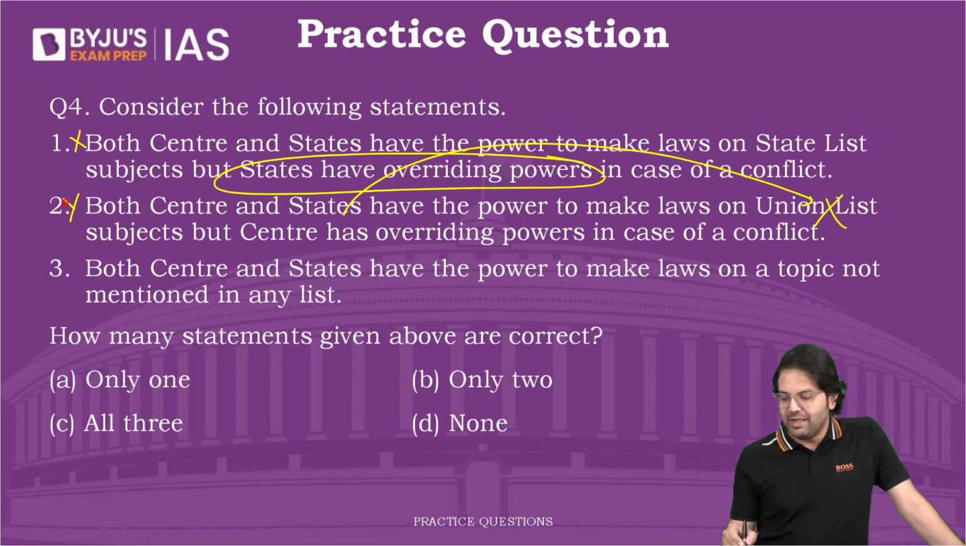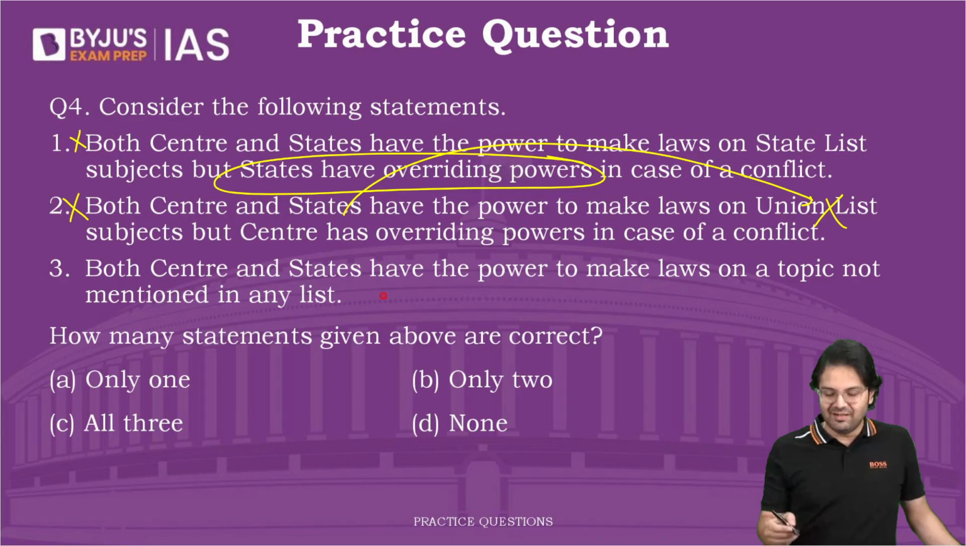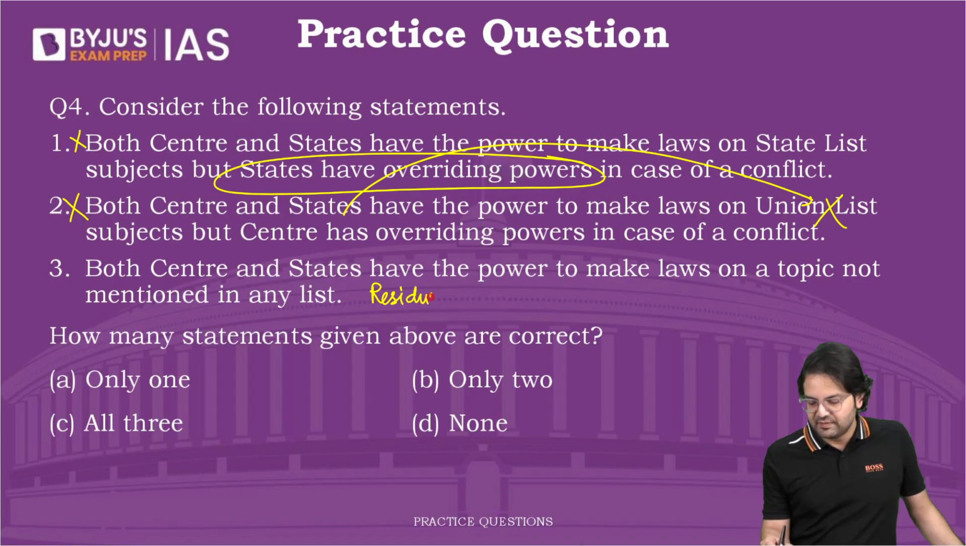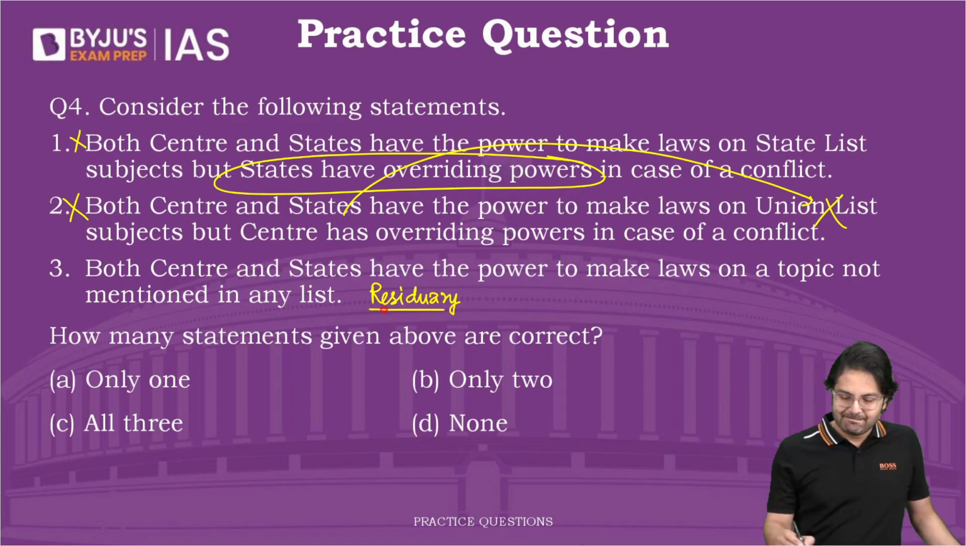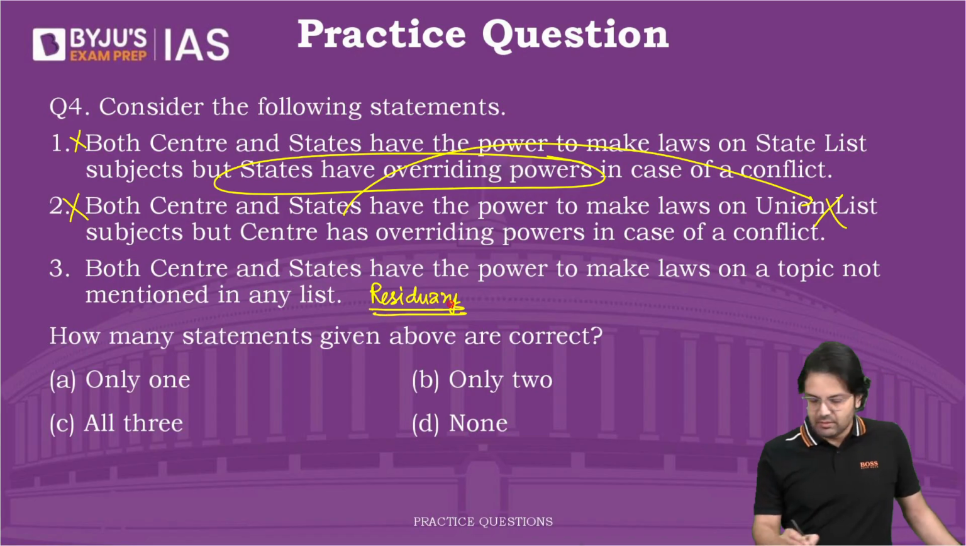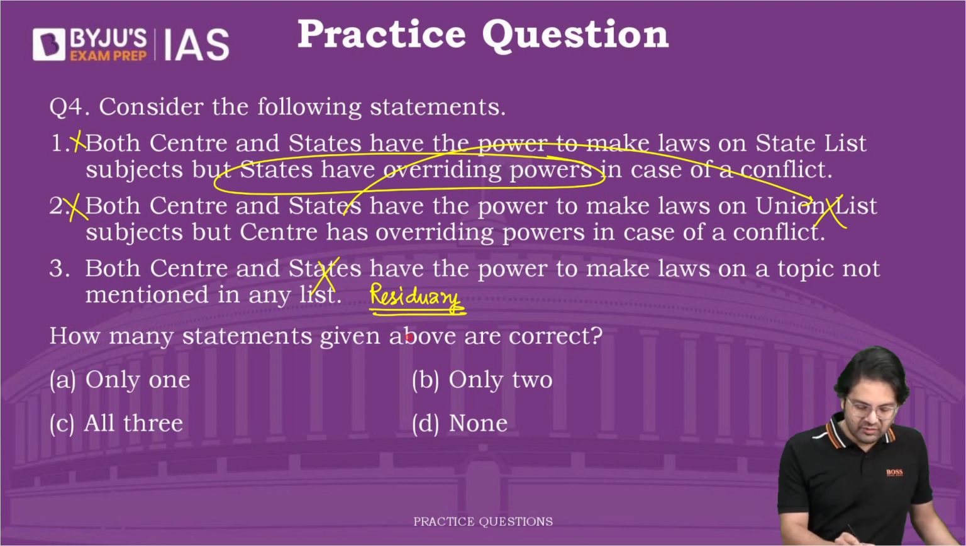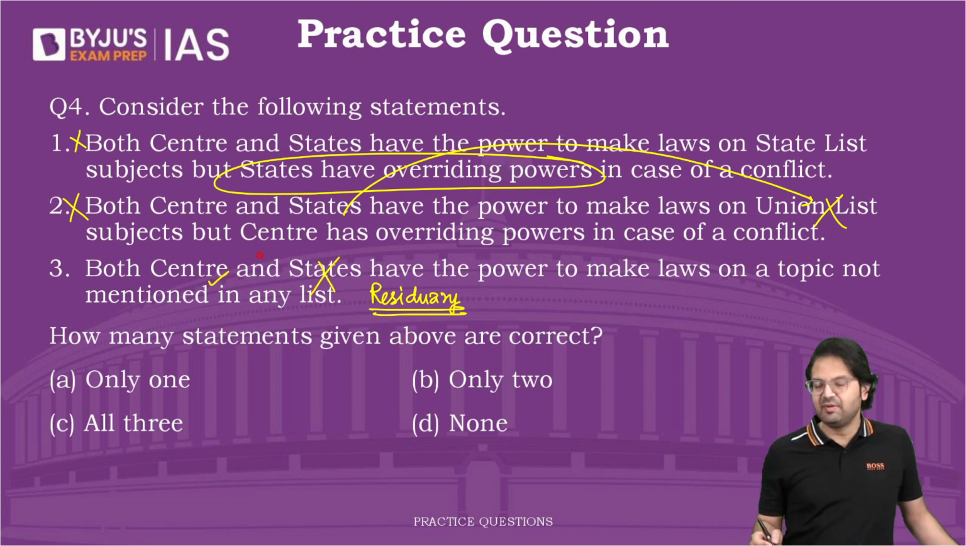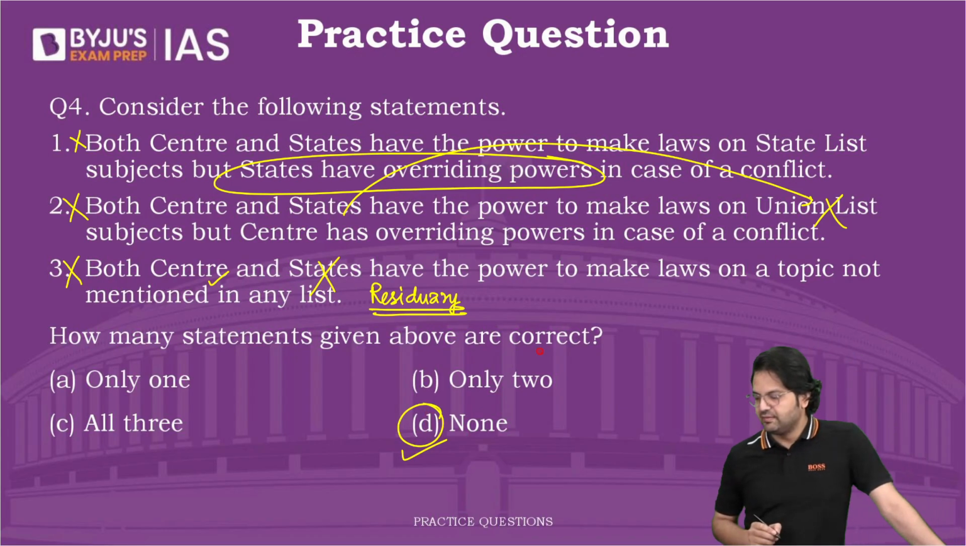Both center and states have power to make laws on a topic not mentioned in any list. So we call these topics as residuary topics. And states do not have any power. Only center has the power. So this is also wrong. So how many statements are incorrect or correct? So none of the statements are correct. Hence D is the right answer.